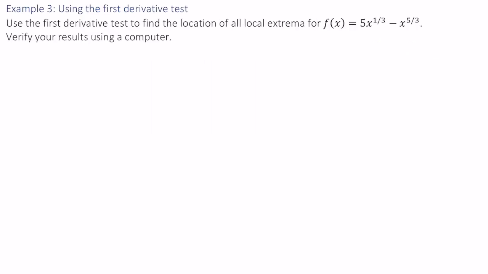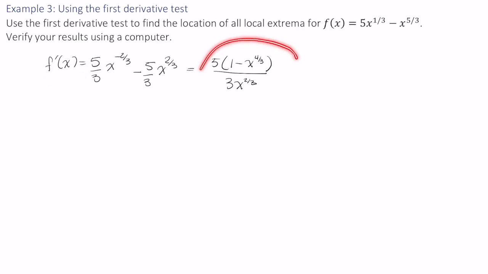Example 3, using the first derivative test. Use the first derivative test to find the location of all local extrema for f of x equals 5x to the 1/3 power minus x to the 5/3 power. Let's start by finding our derivative. So here is f prime. We have 5 times 1 minus x to the 4/3 power divided by 3x to the 2/3 power.